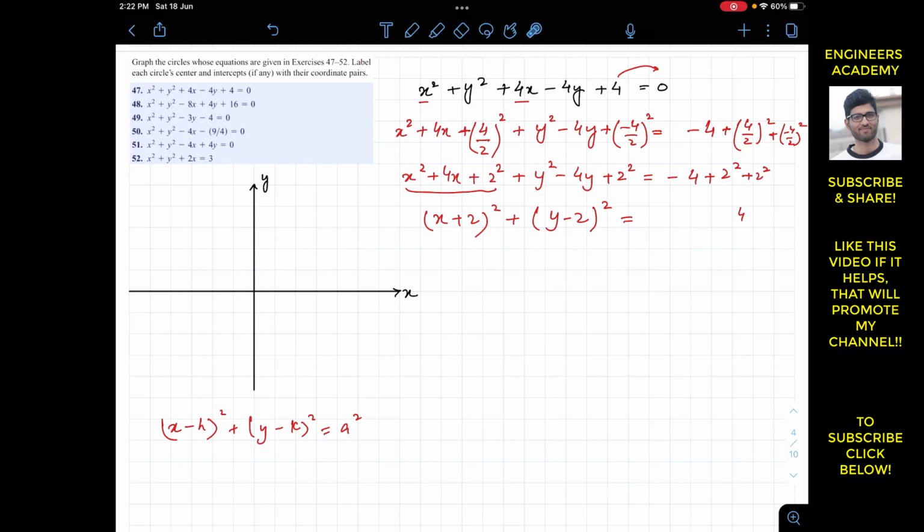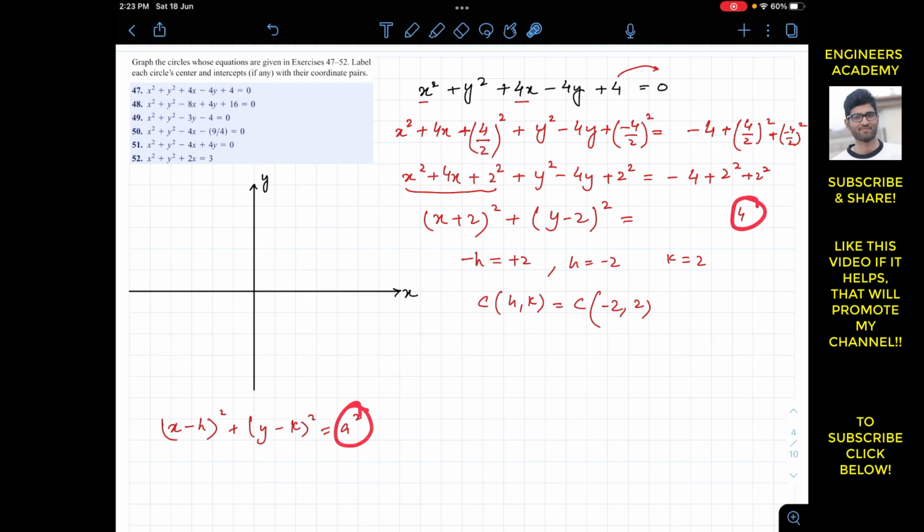Now let's compare this equation with the standard equation. Here we have plus 2 and there we have minus h, so minus h is equal to plus 2, which means h is equal to minus 2. Similarly, k is equal to 2. So the center of the circle (h, k) has coordinates minus 2 and 2. And the radius will be the square root of the constant on the right hand side, since this is a square.